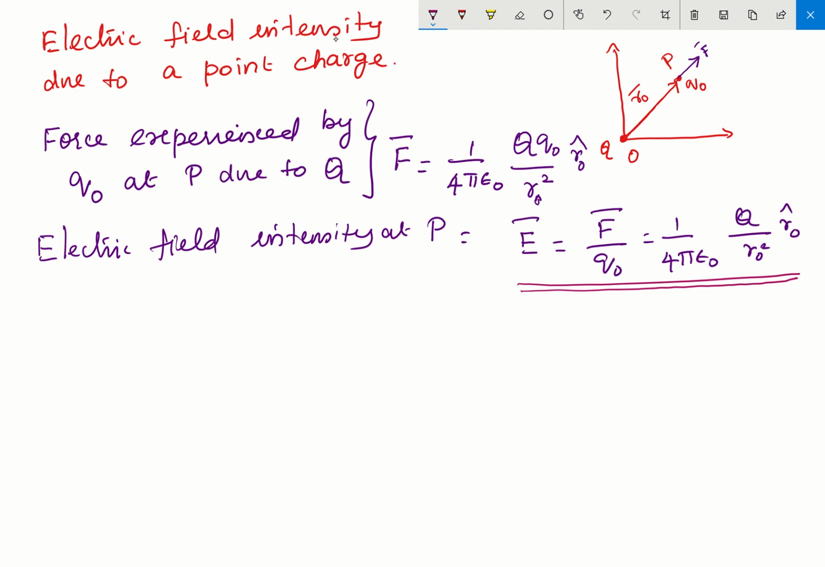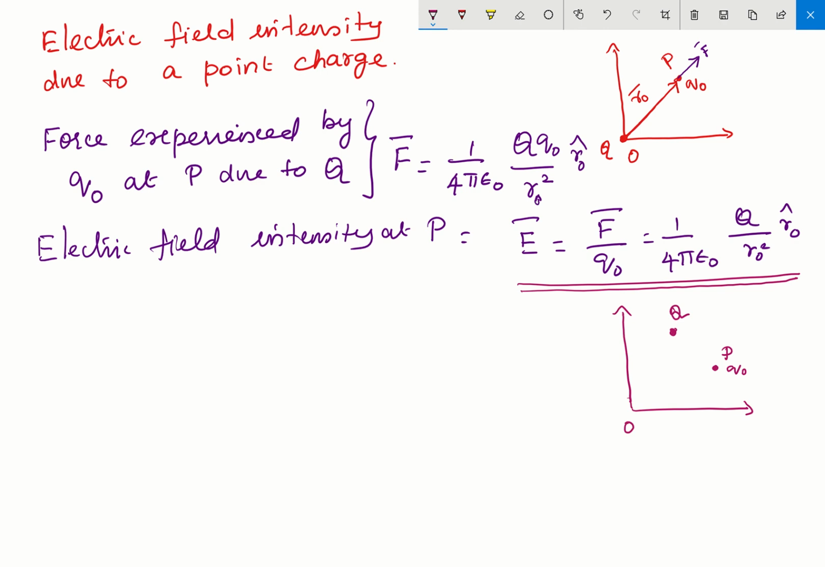Now, very easily, I have taken Q at the origin itself. If Q is not at the origin, how do we find it out in terms of position vectors? I think we have already seen this. Next, see, this is the origin, but the source charge is here. I am interested in finding the electric field intensity at P. Therefore, I have to keep a test charge here. What is the test charge? Q naught. I am keeping Q naught here.